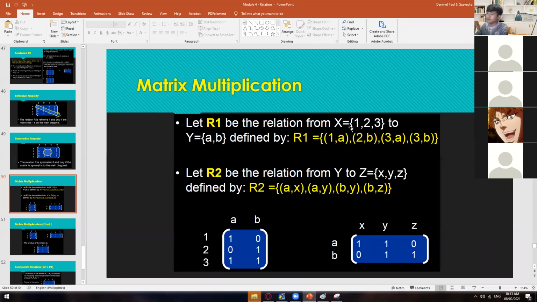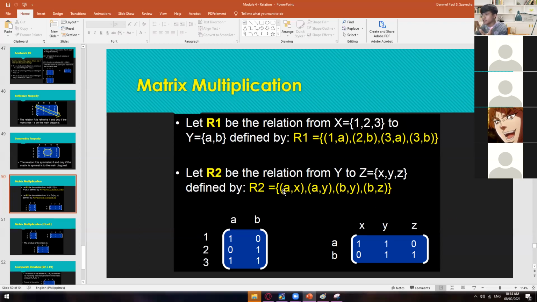So let R1 be the relation from 1, 2, 3 to Y, A, B, defined as R1 is 1A, 2B, 3A, 3B. This one is just a random relation that came from these sets. And then we have another relation. Let R2 be the relation from Y to Z, wherein Z is equal to X, Y, Z, defined by R2: AX, AY, BY, and then BZ. So here's the matrix representation of your R1, and here's the matrix representation of your R2.